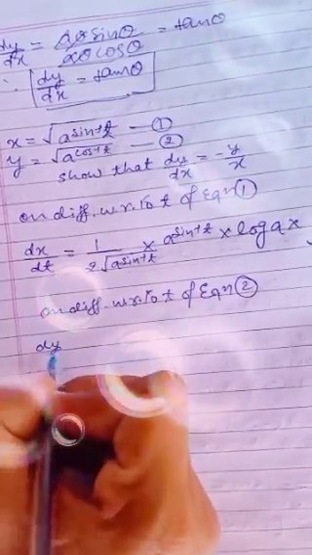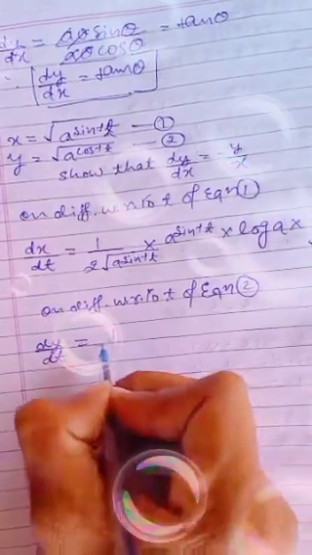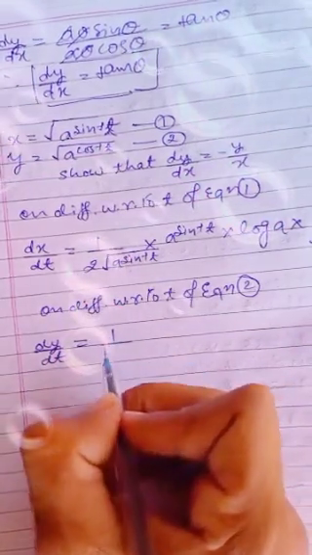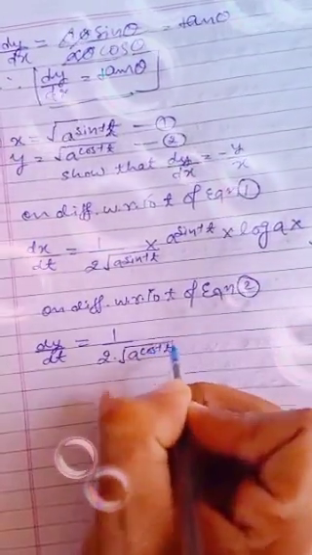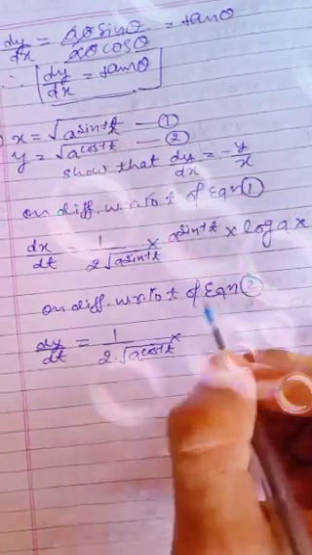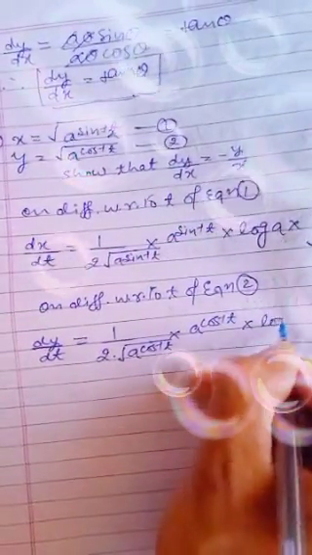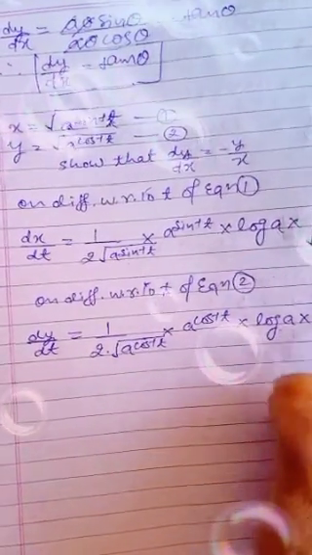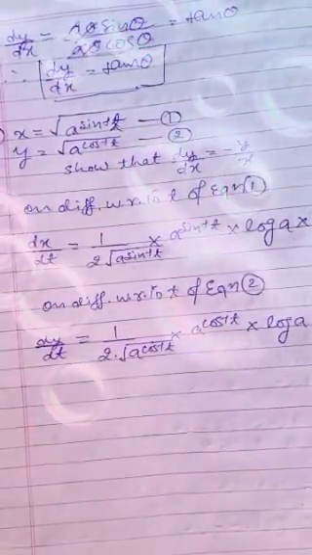So here we can write dy over dt is equal to the differentiation of root x, which is 1 upon 2 root x. So here you can write 1 upon 2 root a raised to the power cos inverse t. Then the differentiation of a raised to the power x is a raised to the power x log a. So here you can write a raised to the power cos inverse t multiply log a, and the differentiation of cos inverse t is minus 1 upon under the root 1 minus x square, okay.